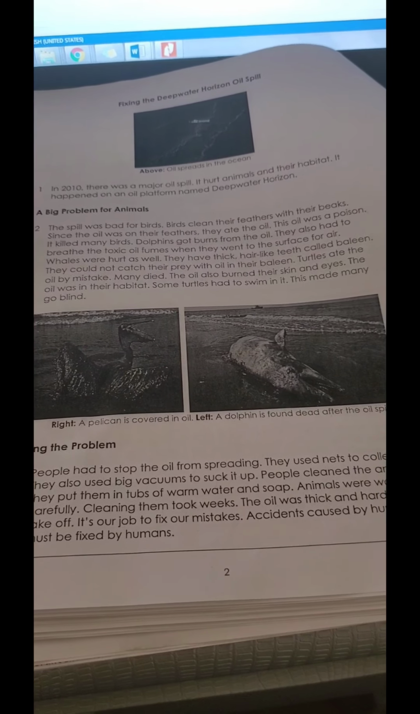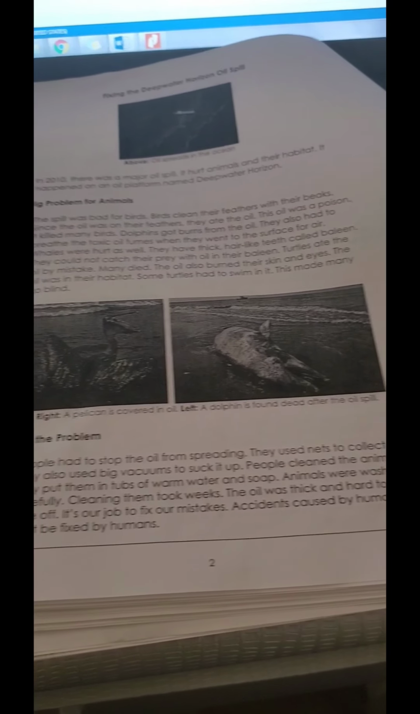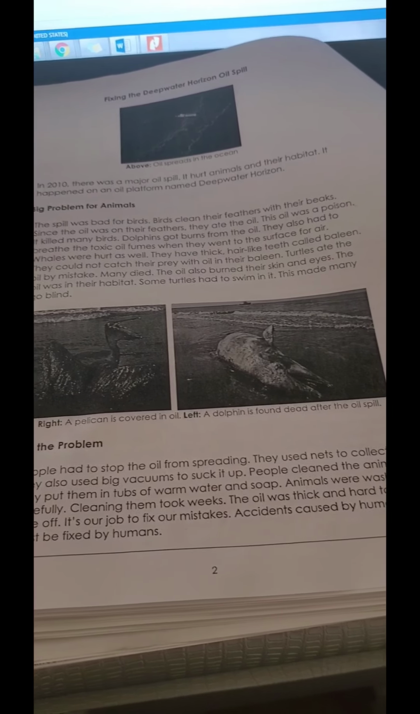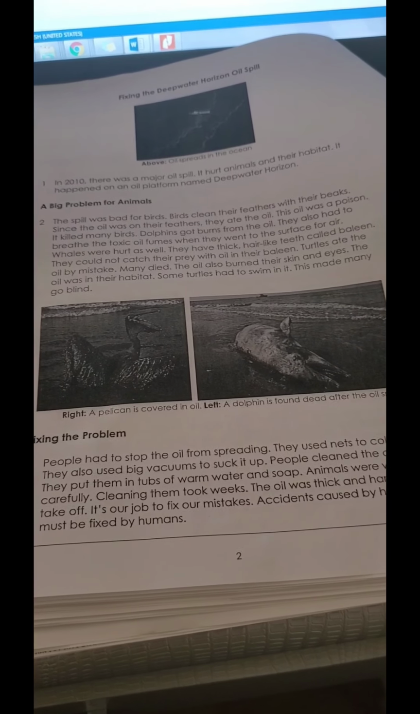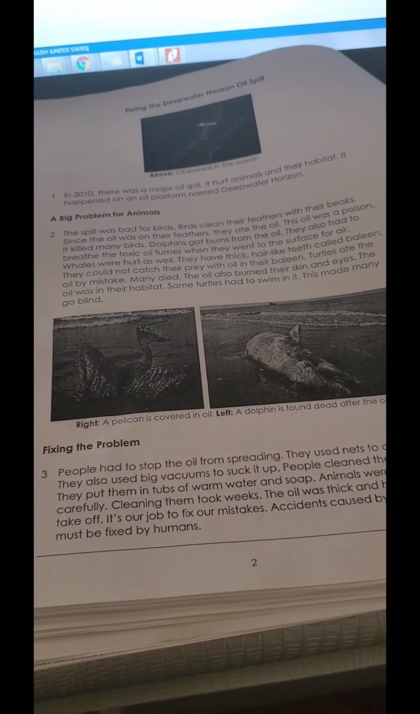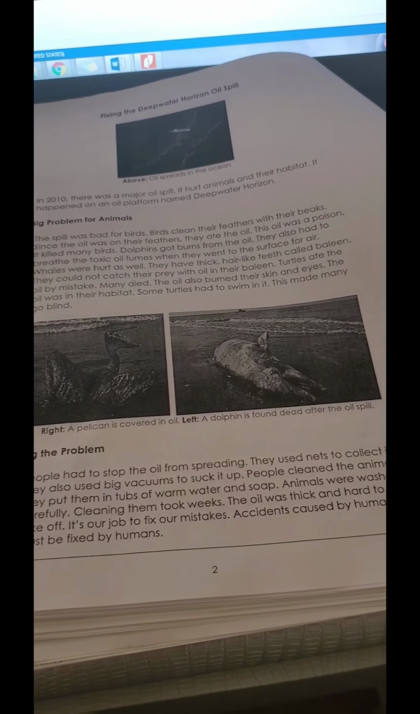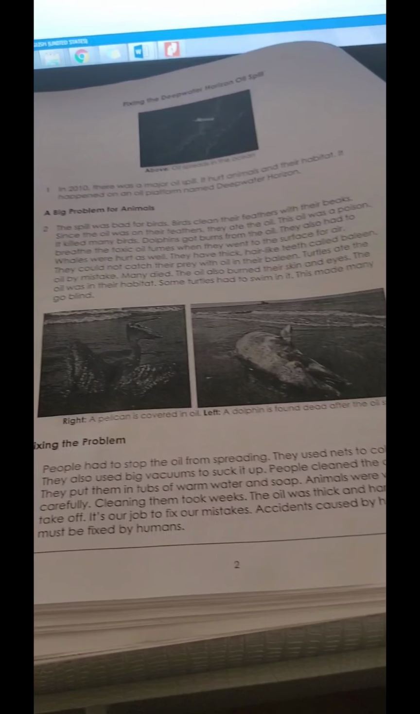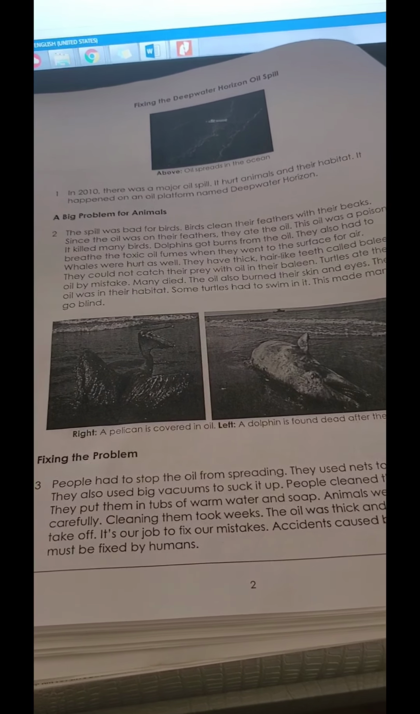They also used big vacuums to suck it up. People cleaned the animals. They put them in tubs of warm water and soap. Animals were washed carefully. Cleaning them took weeks. The oil was thick and hard to take off. It's our job to fix our mistakes. Accident caused by humans must be fixed by humans.